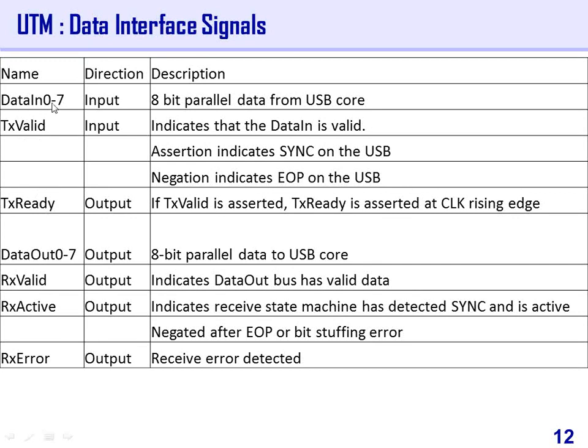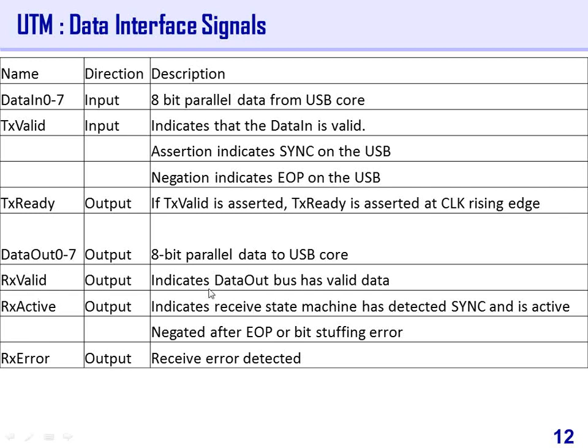This data in is for data from core to UTMI. Understand here? 8-bit parallel data from where? Core to whom? UTMI. It's an input. It comes with what? TX valid, indicating what? Data is valid. Who will give TX ready? Core or UTMI? UTMI. It's the output of UTMI. All these directions are with respect to UTMI. So UTMI will tell that I am ready to accept the data. In case of RX, data out 0 to 7, RX valid and RX active.